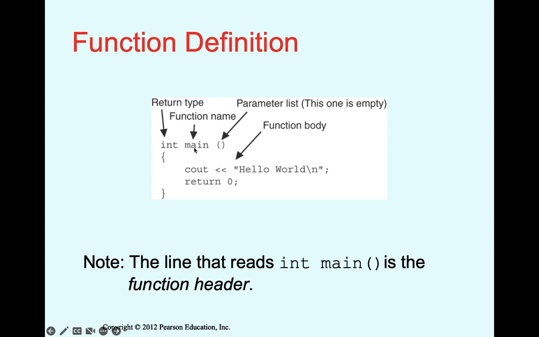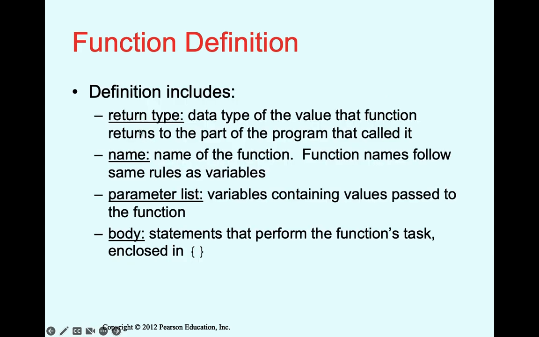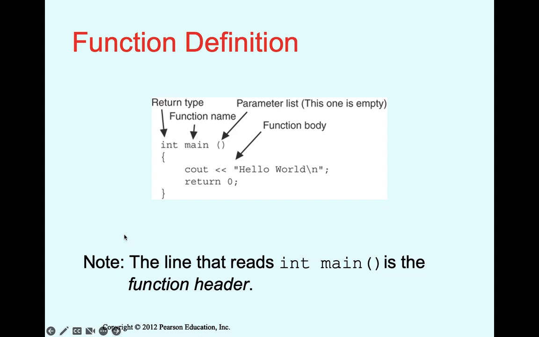This is the name of the function. This is the parameter list. In this case, the main has no input, no parameters that it can take. And this is the function body that we write. So these are the parts of the function definition: return type, name, parameter list, and the body. The line that reads int main is the function header. So we call the first line the function header.